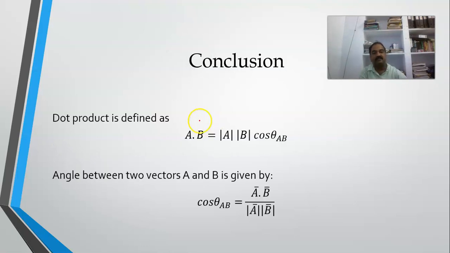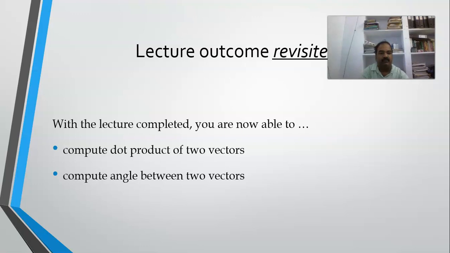So the conclusion is, the dot product is given by A dot B, which is equal to the magnitude of A into the magnitude of B into cos theta AB, and we can use the same formula to determine the angle between the vectors. Cos theta AB is equal to A dot B by the magnitude of A into the magnitude of B. Here also these are vectors. So what we have come across so far is that we are now able to compute the dot product of two vectors, and also compute the angle between two vectors.